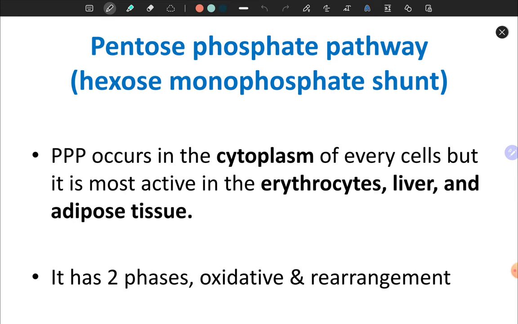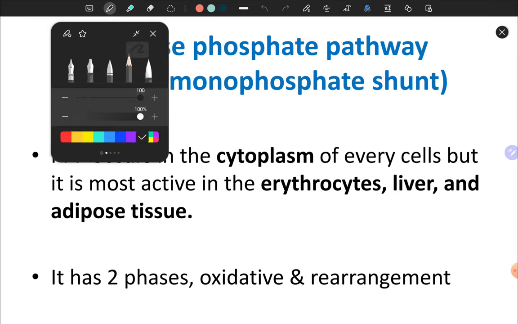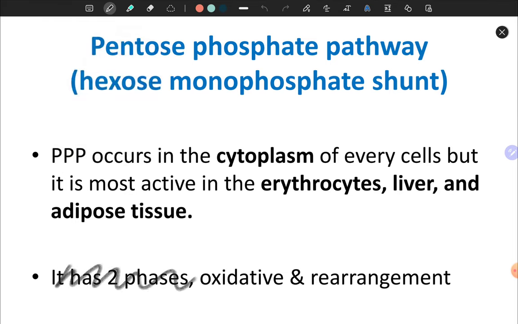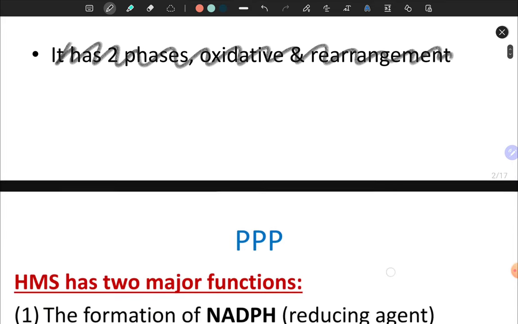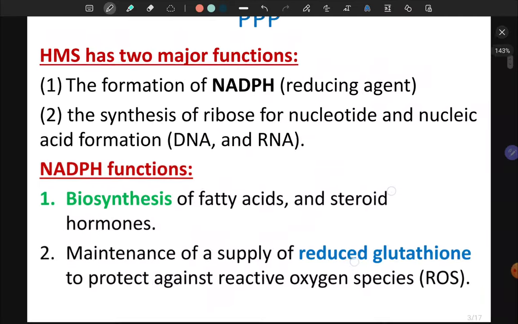This is not important, you can even omit it from your lecture, okay? Because we will not talk about this cycle in detail. I will tell you which one is important and which one is not important. So listen up. This is about the hexose monophosphate shunt or pentose phosphate pathway, whatever the name.